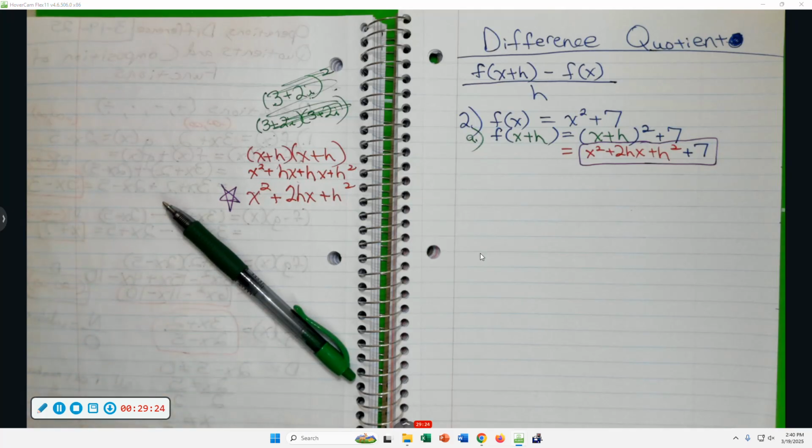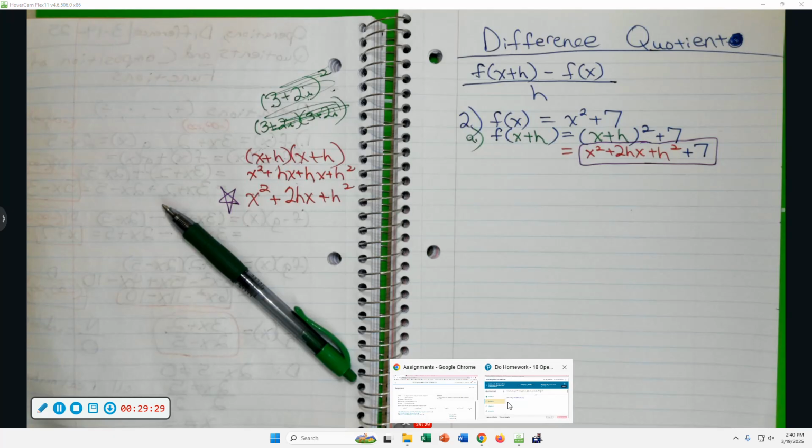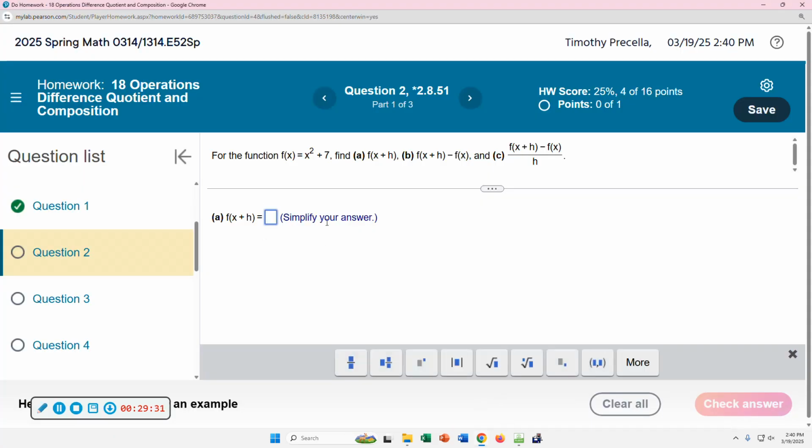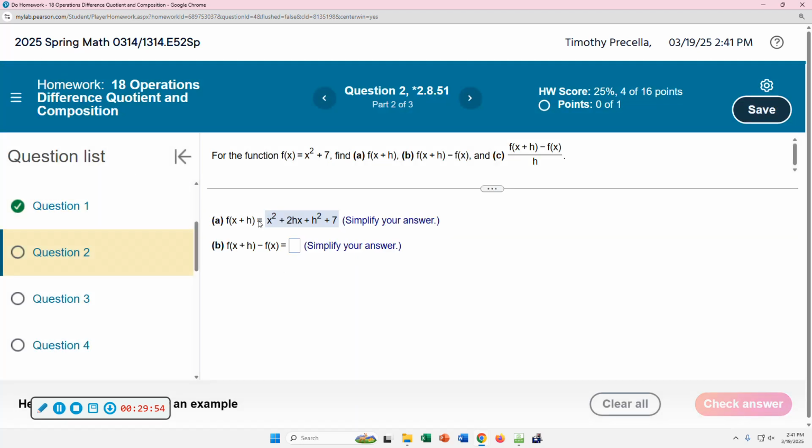Now part B. I may as well type in that answer. I don't want to get timed out. So we have an x squared, get out of the exponent, plus 2hx plus h squared plus 7. Any questions there? Generally, part A is the longest part of the problem. Now look at part B.